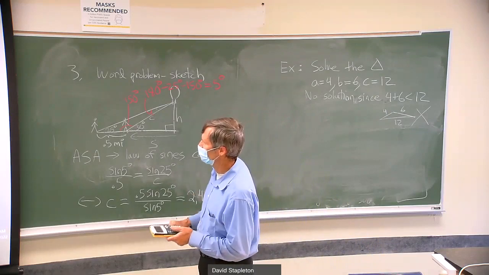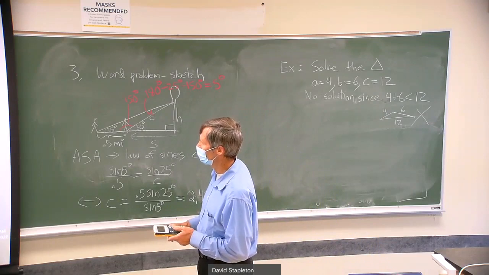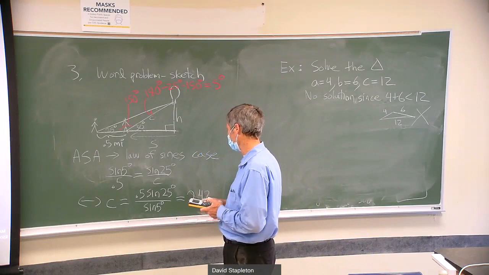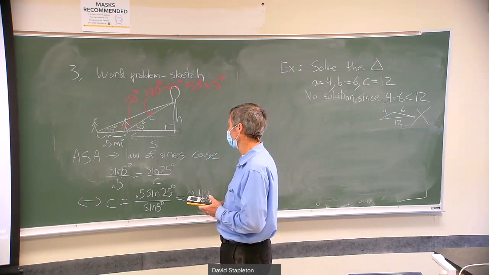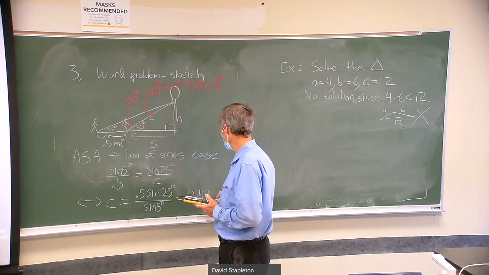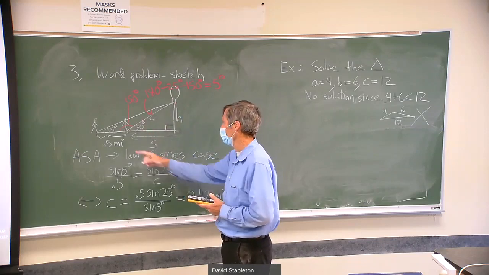Did I say how many places to round this to? I forgot. Rounded to 1 decimal place. So I've got to carry at least 1 decimal place here. Here's C. All right, that's that one, and it's in miles because the other side I used was in miles.